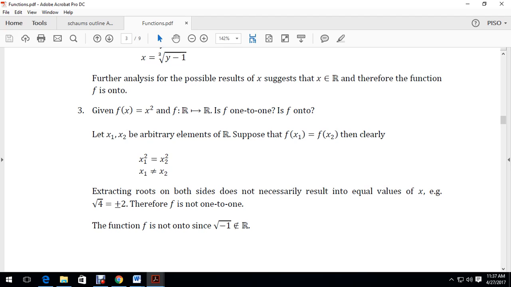Okay, so extracting the roots on both sides does not necessarily result in equal values of x. Example, square root of 4. This results in either positive 2 or negative 2. Therefore, f is not 1 to 1. The function f is also not onto, since it's possible to have a value square root of negative 1, which is not an element of R. Square root of negative 1 is an imaginary number, so it is an element outside R.